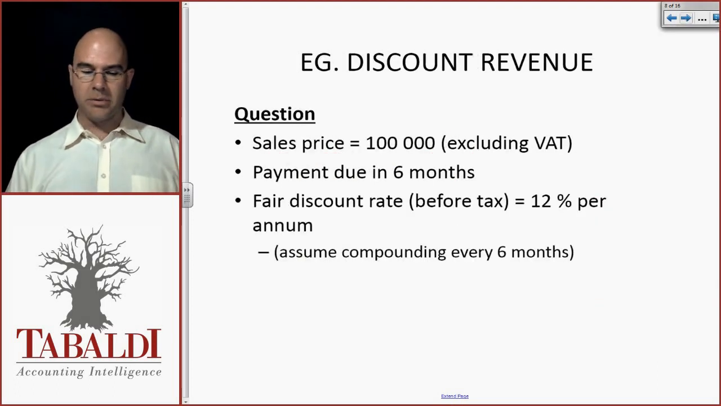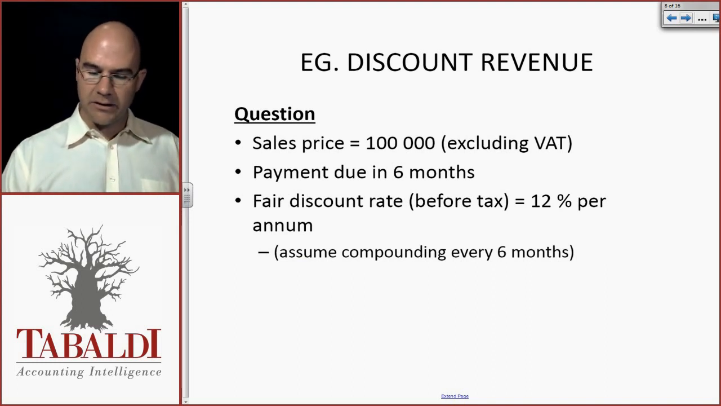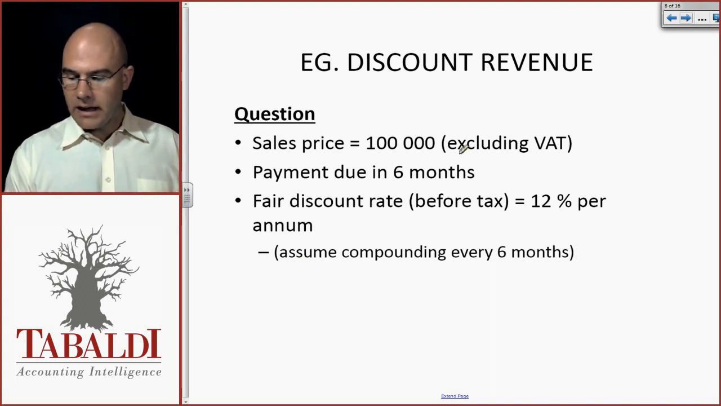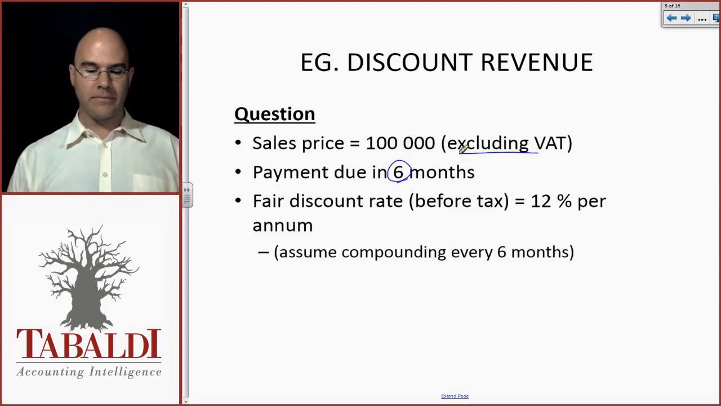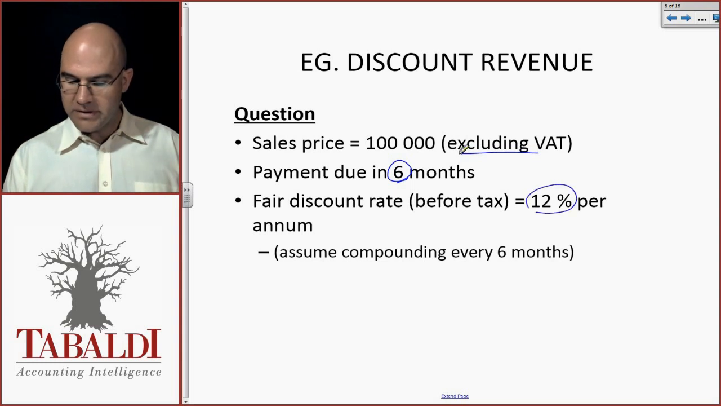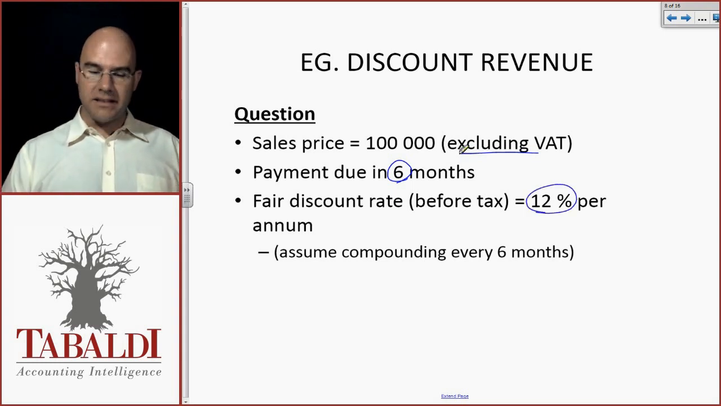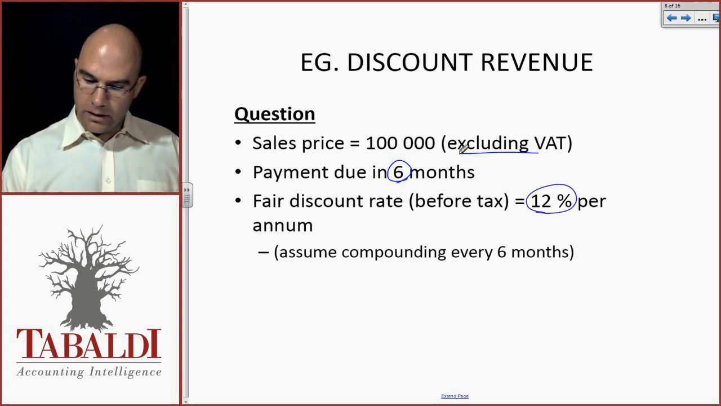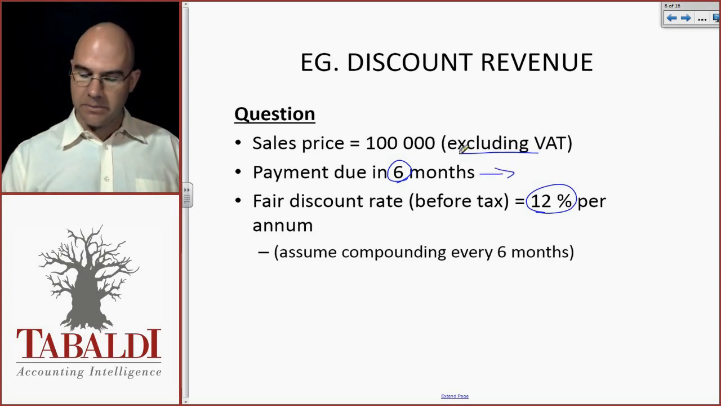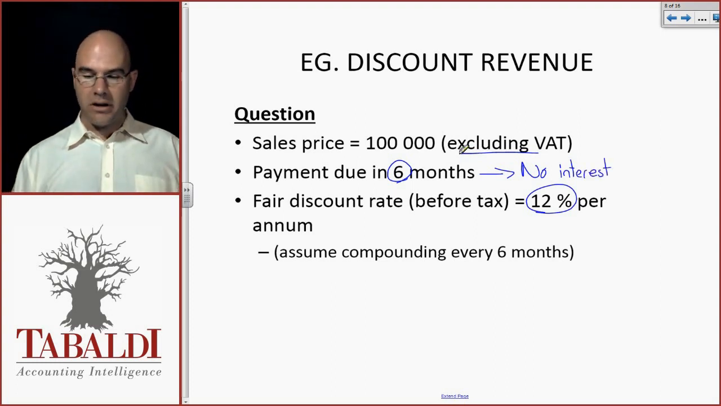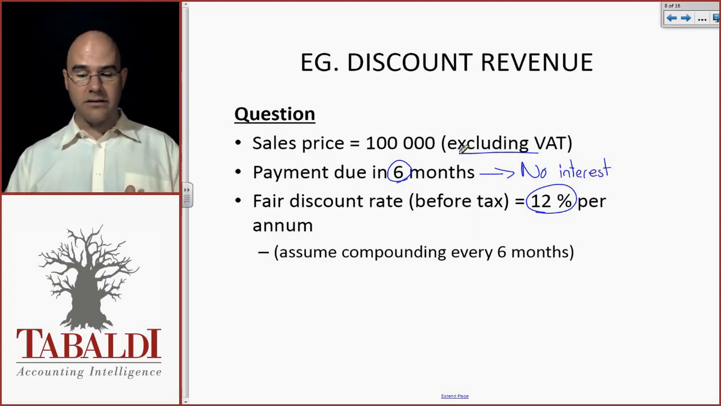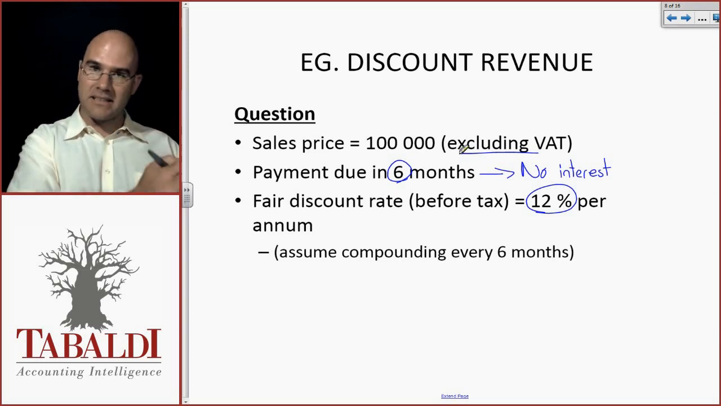So let's take an example now. Let's assume we have a sales price of 100,000 excluding VAT. Payment is only due in 6 months, and the fair discount rate would have been 12% before tax. But in this scenario, the payment being due in 6 months had no interest per the contract. So I'm going to need to do the following. I'll need to discount the 100,000 back 6 months in time.